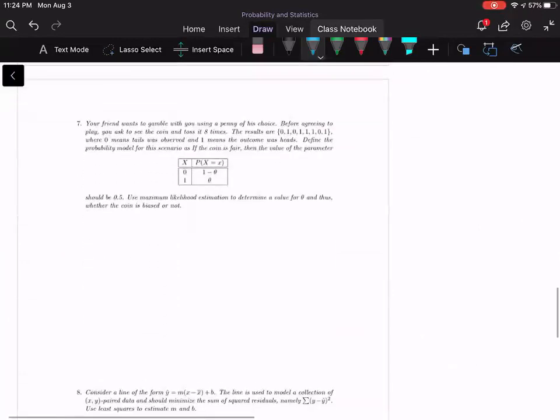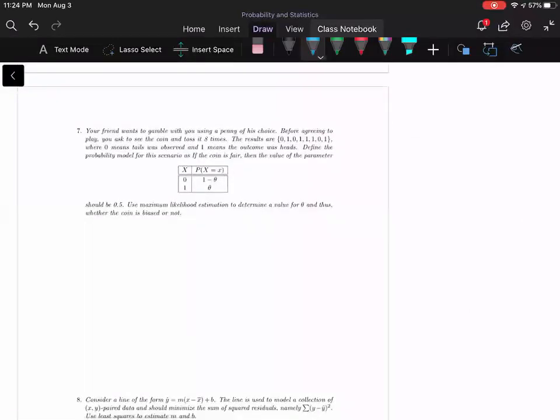All right, so we are on number 7. There are a ton of examples for MLE. Your friend wants to gamble with you using a penny of his choice. Before agreeing to play, you ask to see the coin and you toss it 8 times. The results are 0, 1, 0, 1, 1, 1, 0, 1, where 0 means it was a tails and 1 means that it was a heads.